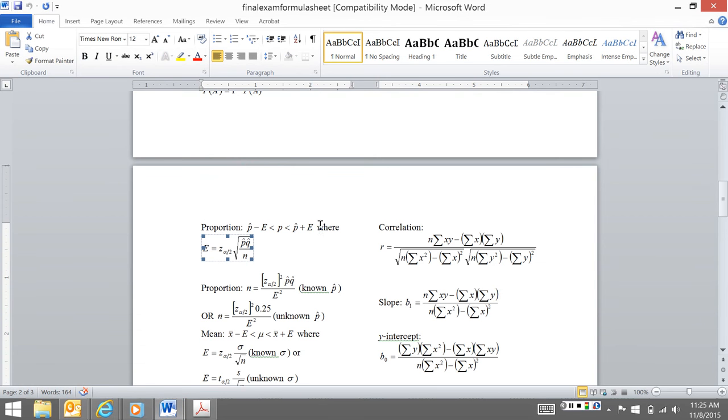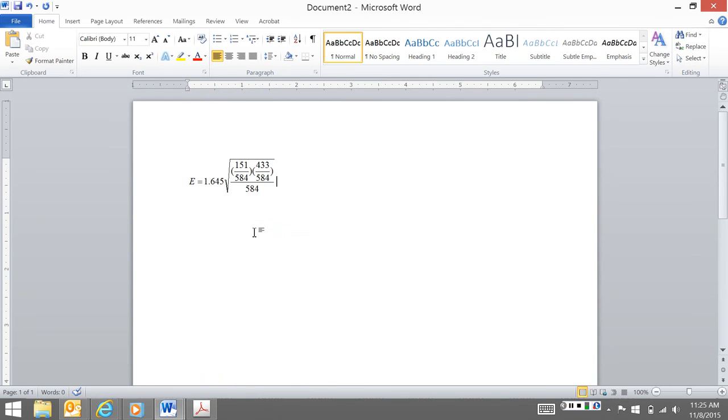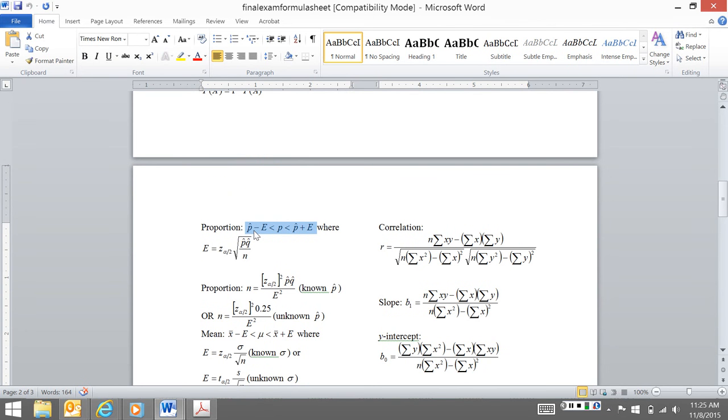So that's the first part of this. And then I need to find the confidence interval. So I know the E and I know my p-hat, which was 151 over 584. So I'm going to do 151 over 584 minus my error, and I get as my first value 0.229, because I'm rounding as I go. I've got 0.228757, but at this point I do want to round to my 3 decimal places.